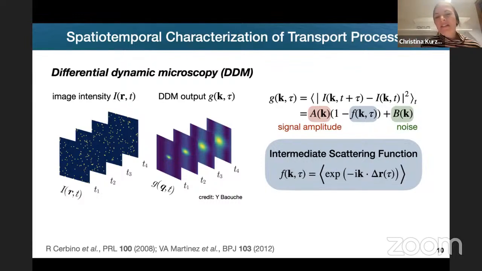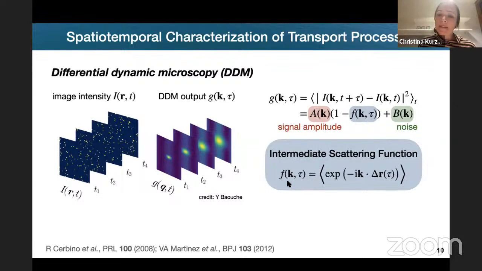So I don't want to go into details, but if this image processing is being done, this function G here is related to, first of all, the signal amplitude and the noise in the system. These are two quantities that can in principle be measured from the experiment. And then it's related to this intermediate scattering function. And I'm sure you've heard of this already.